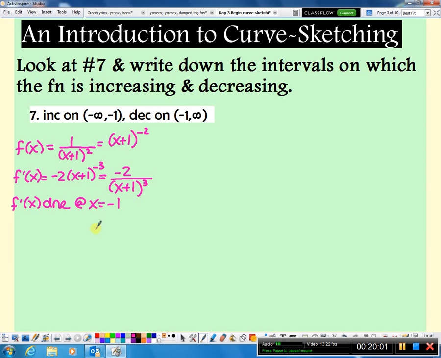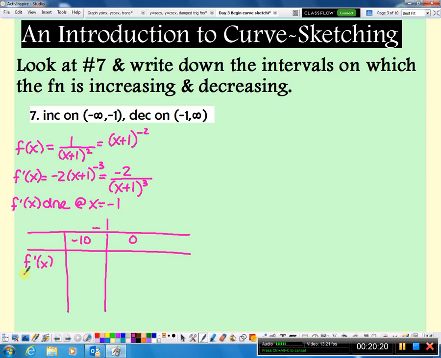If I build the sign chart, there's something about this I want you to see because I want to reinforce an idea with you. On the sign chart, I've got maybe negative 10 and 0, kind of like I did on the first one. Let me look at f prime of x, positive, negative. Let me look at f of x, increasing, decreasing.